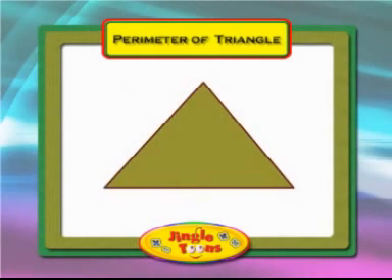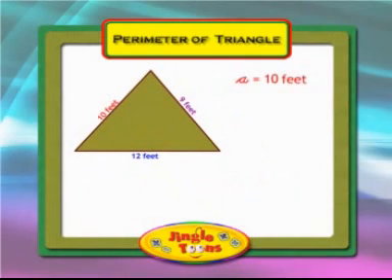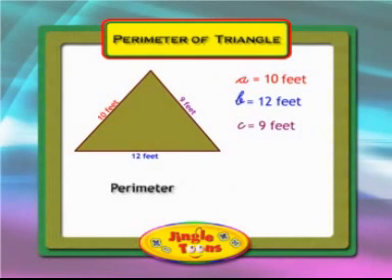Suppose this is a triangular piece of land and you have to calculate its perimeter. Its one side is 10 feet long, the second one is 12 feet long, and the third one is 9 feet long. How would you use the formula? Here we go. A is equal to 10, B is equal to 12 and C is equal to 9. The formula for the perimeter is perimeter is equal to A plus B plus C. So, perimeter is equal to 10 plus 12 plus 9. Thus, perimeter is equal to 31 feet.